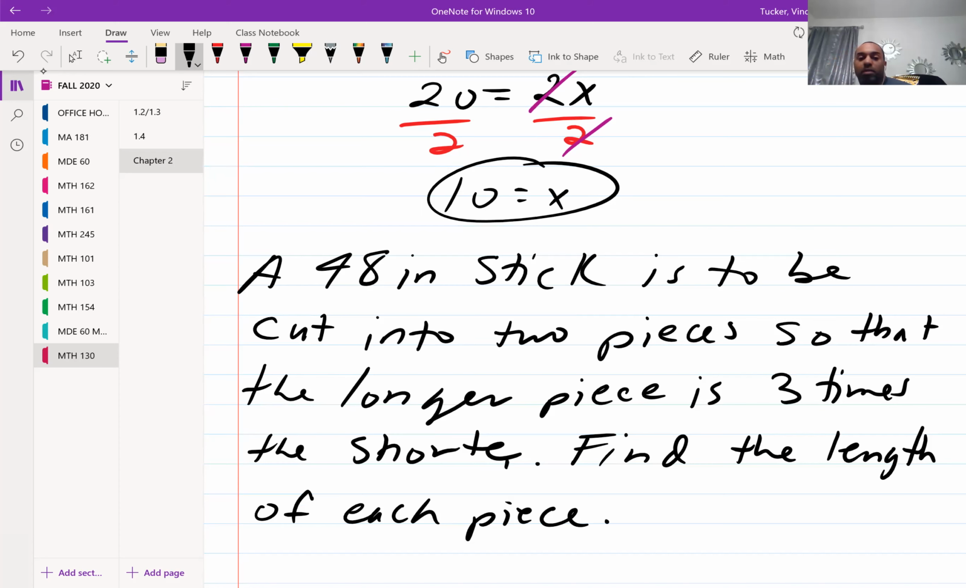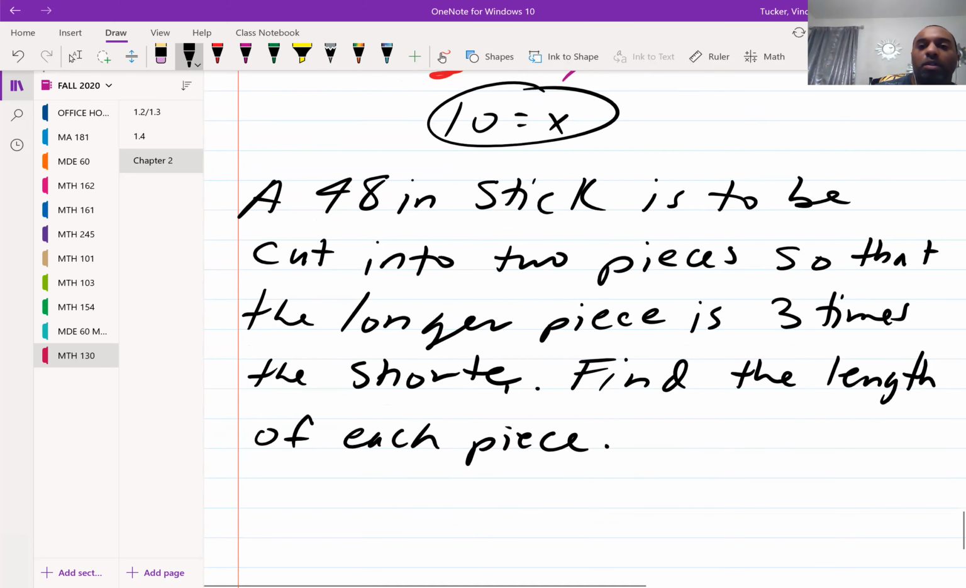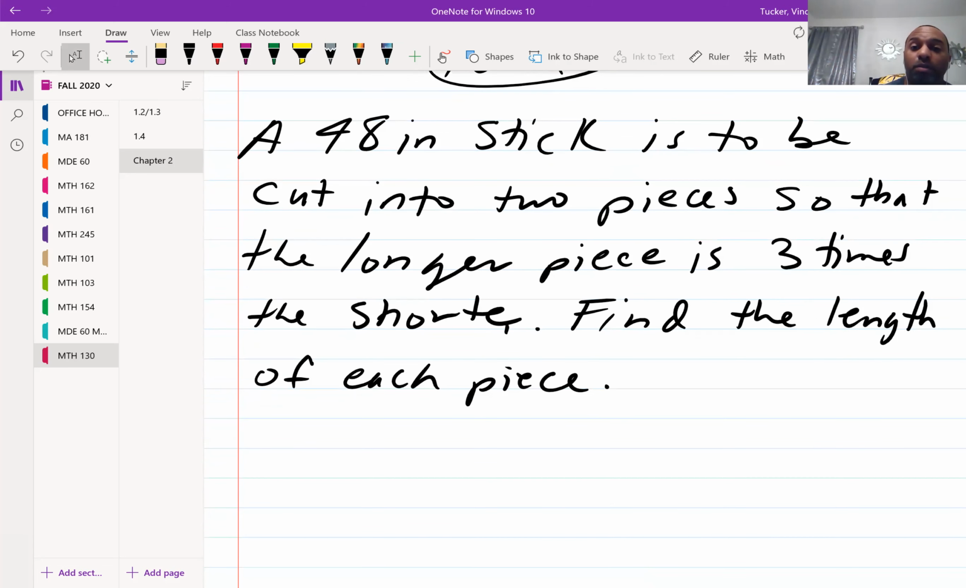All right. So let's look at what we have here. We have 2 unknowns: a short piece, and we have a long piece.